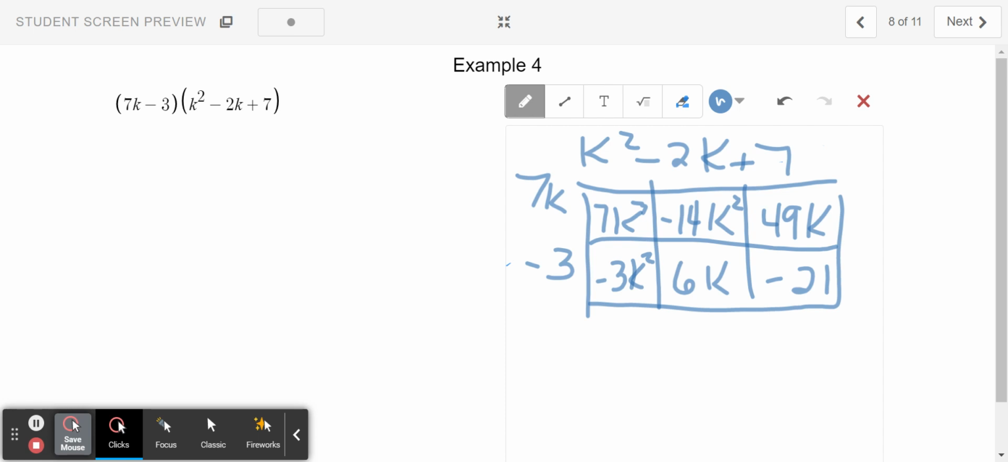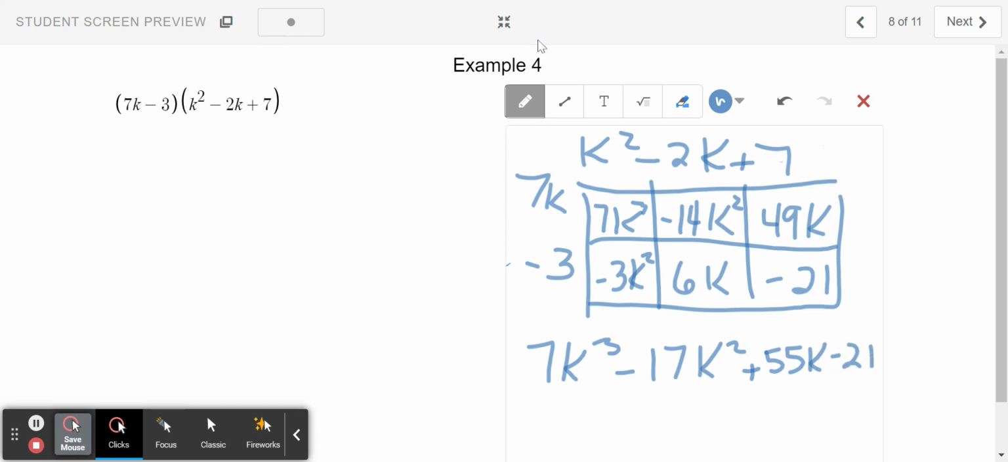So my first upper left square was 7k cubed. So I'm going to bring that down. -14k squared and -3k squared gives me -17k squared. 6k plus 49k gives me, oh wait, that was positive. 6k plus 49k gives me 55k. And then my last term will be -21.